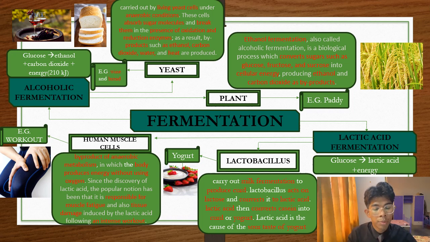Alcoholic fermentation also occurs in plants. In plants, ethanol fermentation, also called alcoholic fermentation, is a biological process which converts sugars such as glucose, fructose, and sucrose into cellular energy, producing ethanol and carbon dioxide as byproducts.